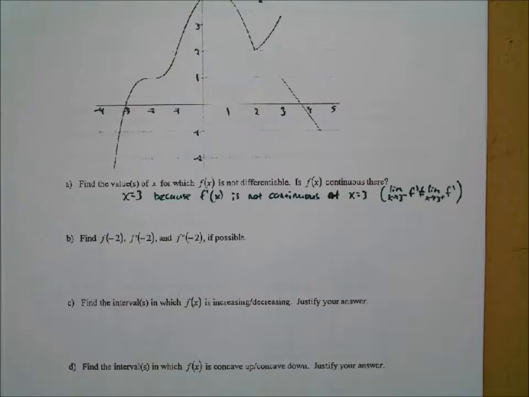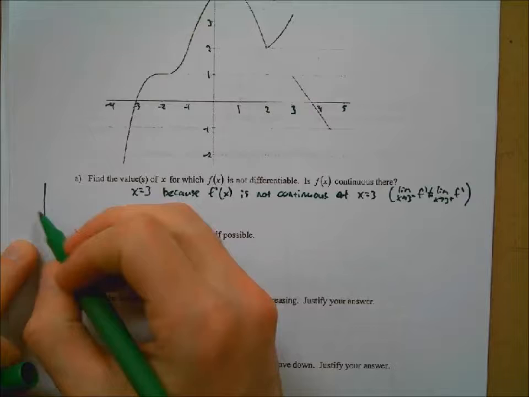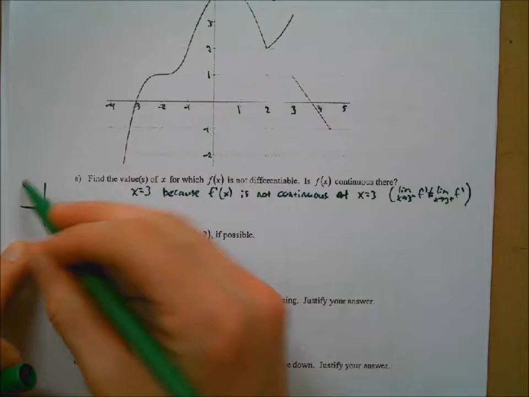We do not have enough information. Differentiability implies continuity, but something not being differentiable does not mean it's not continuous. Okay, what's our classic example for that? The classic example is the graph of the absolute value of x, right?